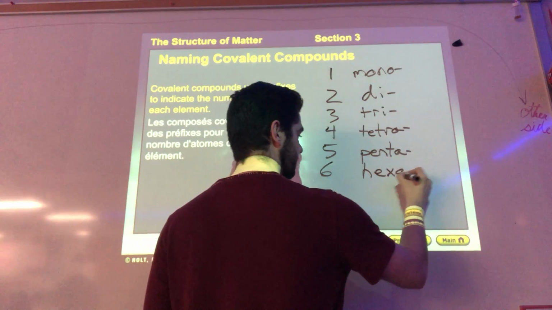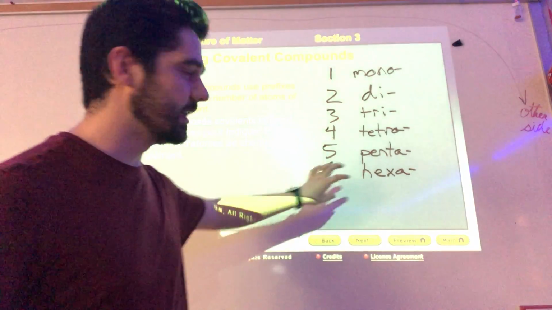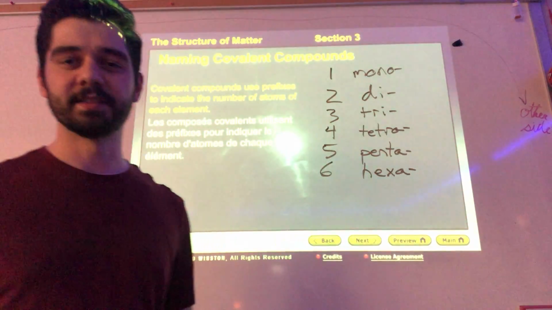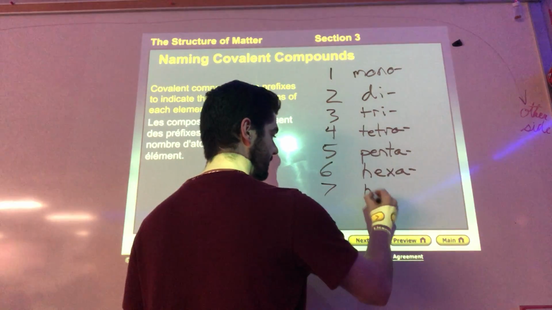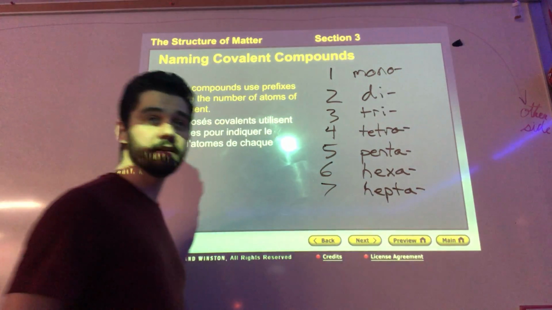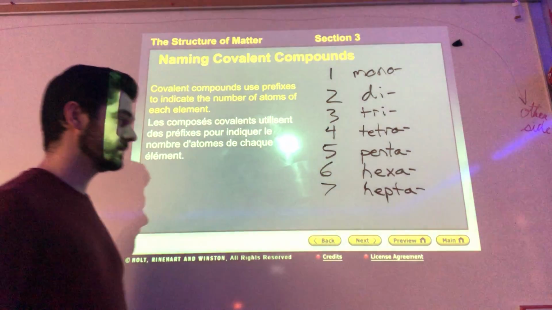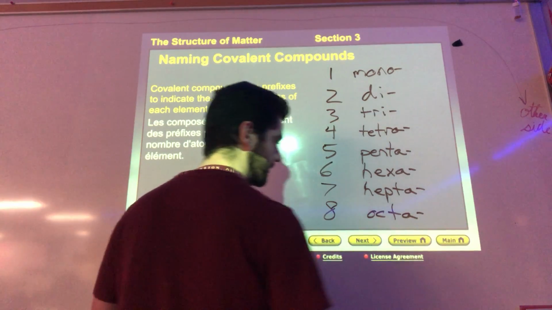Six is hexa. I'm realizing that on the video these might be backwards, so sorry, you'll have to pause and write it correctly. Seven, hepta, H-E-P-T-A, hepta. Eight, octa, octa.